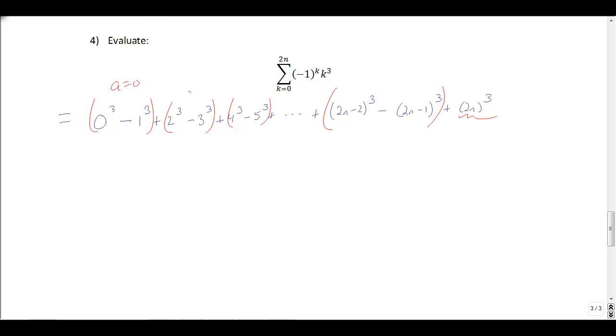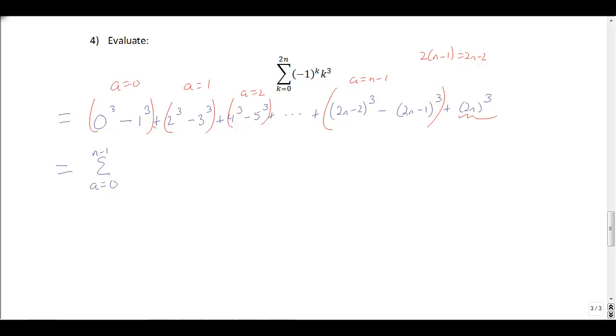So what I'm going to do is think about this. This is a equals 0, a equals 1. I'm going to use a different indexing variable, a. So this is 2 times a, so 2 times 0 is 0, 2 times 1 is 2. This is a equals 2, 2 times 2 is 4. And this is a equals n minus 1, because 2 times n minus 1 is 2n minus 2. And so I can rewrite this in sigma notation, using a as the summation index, a equals 0 up to n minus 1.